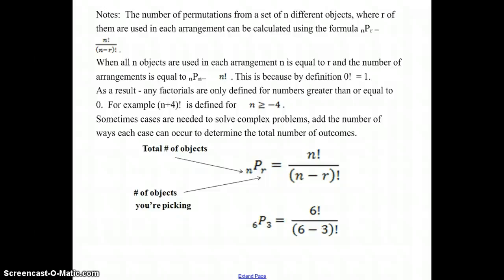Notes. So we have this formula that can be used with our nPr. So that means we have n elements. We're going to pick r of them. And that will give us n factorial over n minus r factorial.